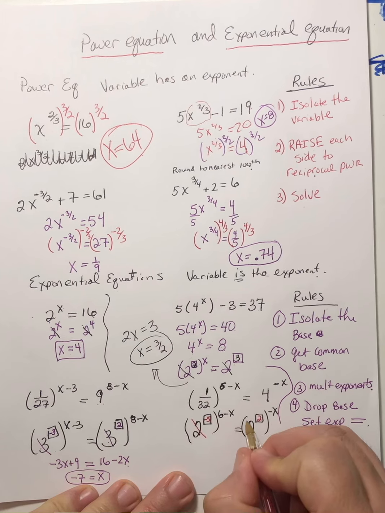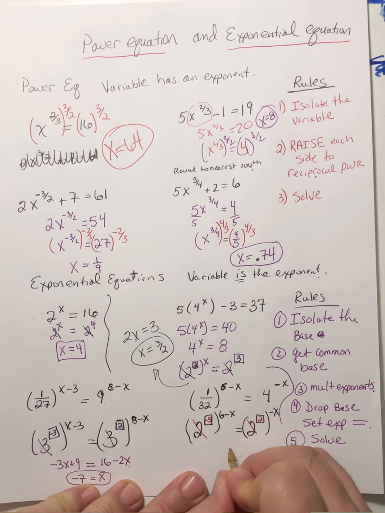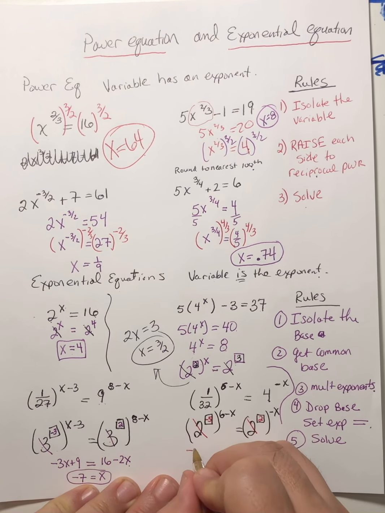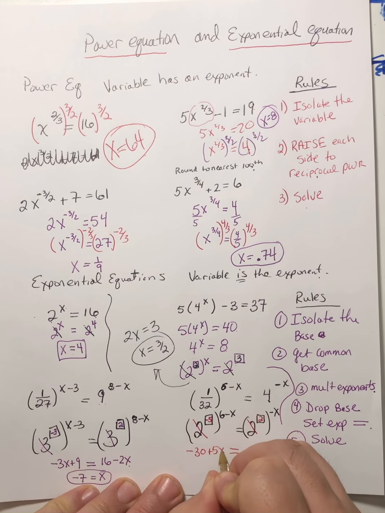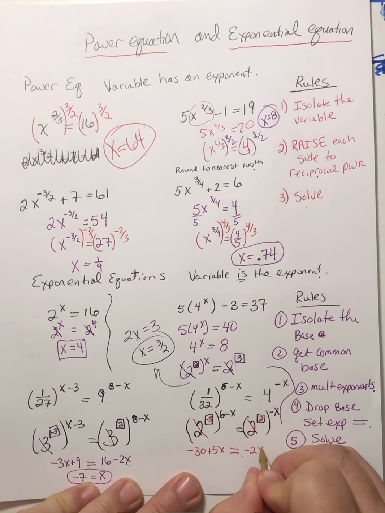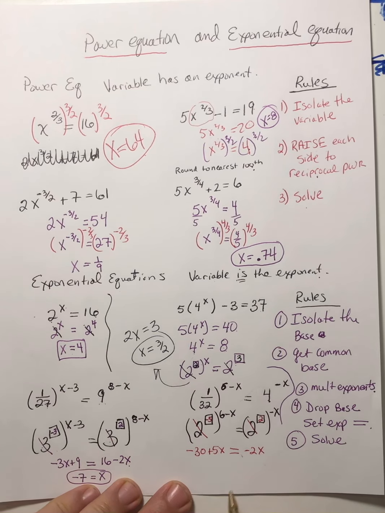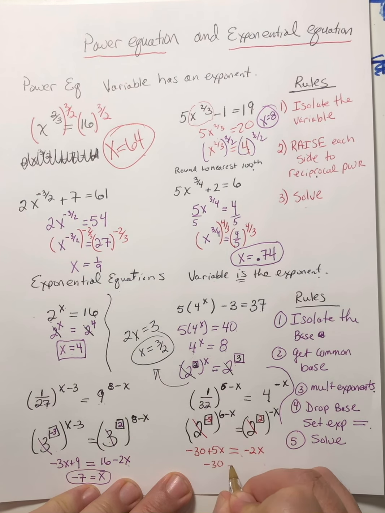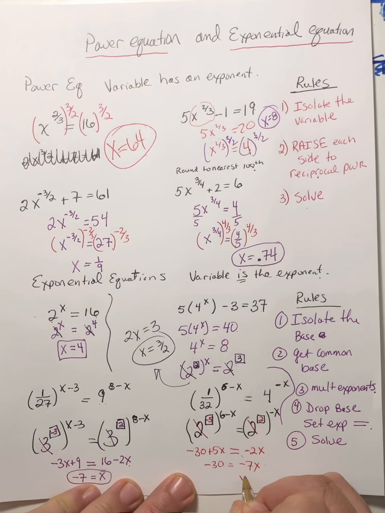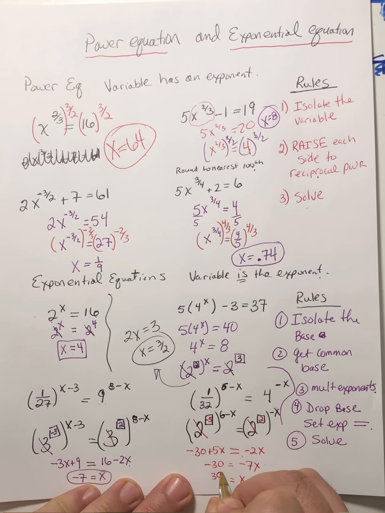So I'll drop the bases. I'll multiply and set equal. So it's negative 30 plus 5x equals negative 2x. Okay, so it's just solving here. Subtract, so I have negative 30 equals negative 7x. So x equals 30 over 7.